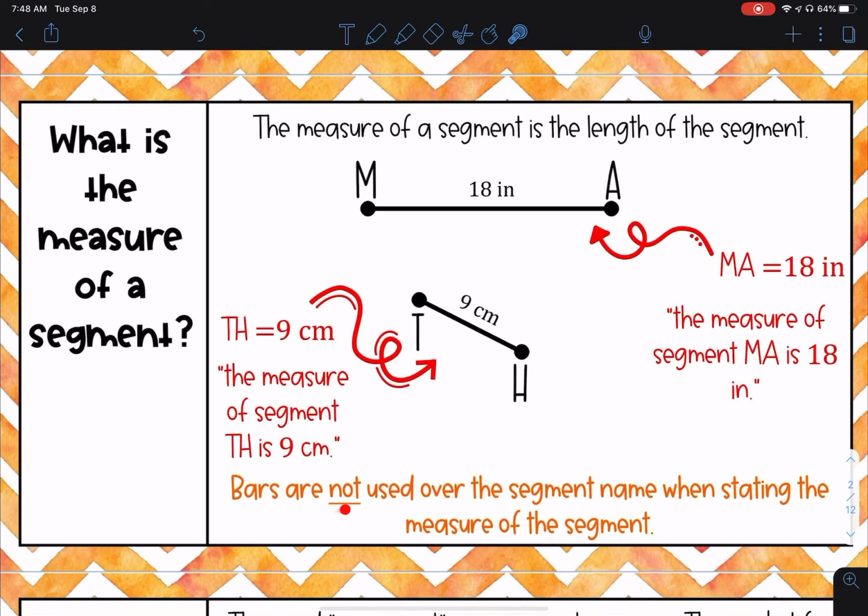Bars are not, okay, keyword here, not used over the segment's name when stating the measure of the segment. So whenever you actually name a segment, you can put the bar over it. So for instance, if I was to name this guy right here, okay, he would be MA. That's his name. But when I'm referring to his measurement, I have to use this notation over here. You notice how there's no bar over the top of MA because we're talking about the distance between M and A.